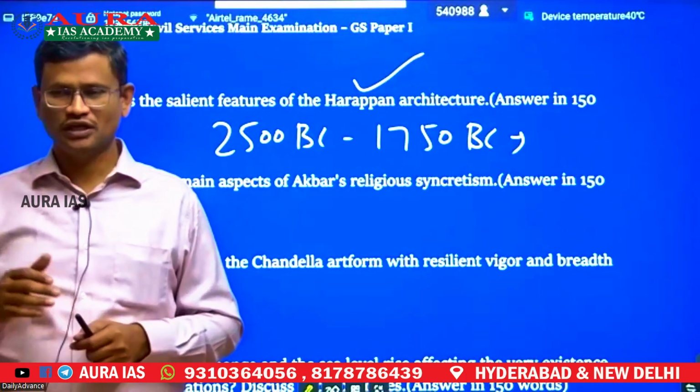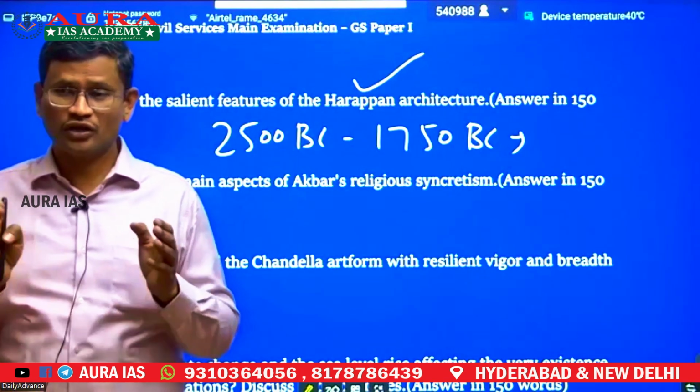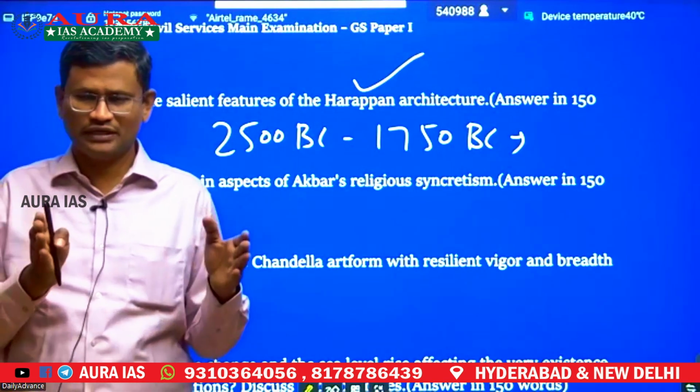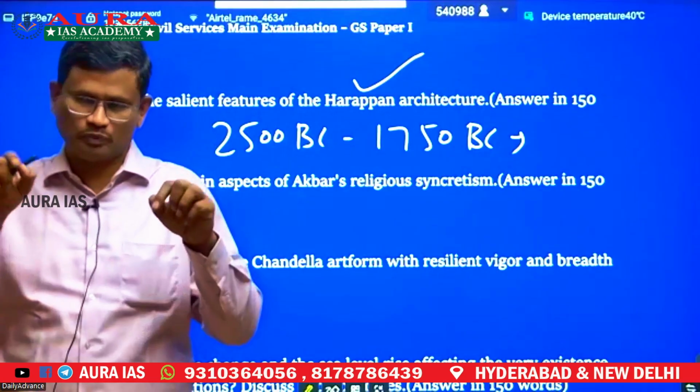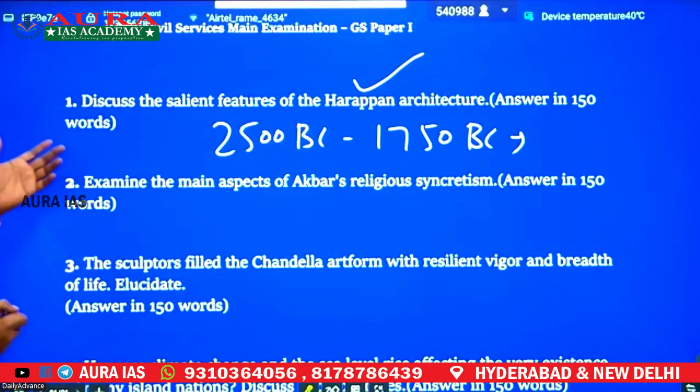In addition to these, 4,500 years back, the people of the Indus Valley built an underground drainage system. The cities were built in a grid pattern, a chessboard pattern. The streets cut at right angles. So this is what you need to discuss under the architecture of Harappan civilization.